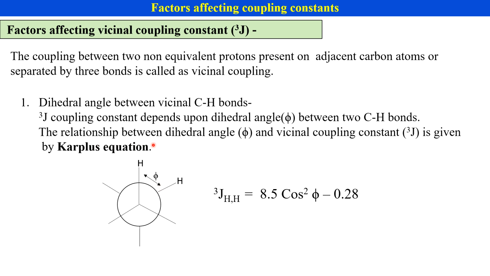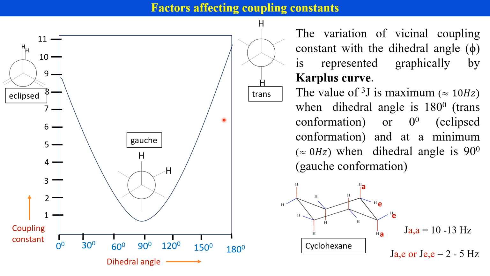The relationship between dihedral angle and vicinal coupling constant is given by the Karplus equation. 3JHH is equal to 8.5 cos square phi minus 0.28. That is the Karplus equation. And according to that equation, we study the Karplus curve. This is the Karplus curve. This is the dihedral angle from 0 to 180 degree. And that is the coupling constant values.